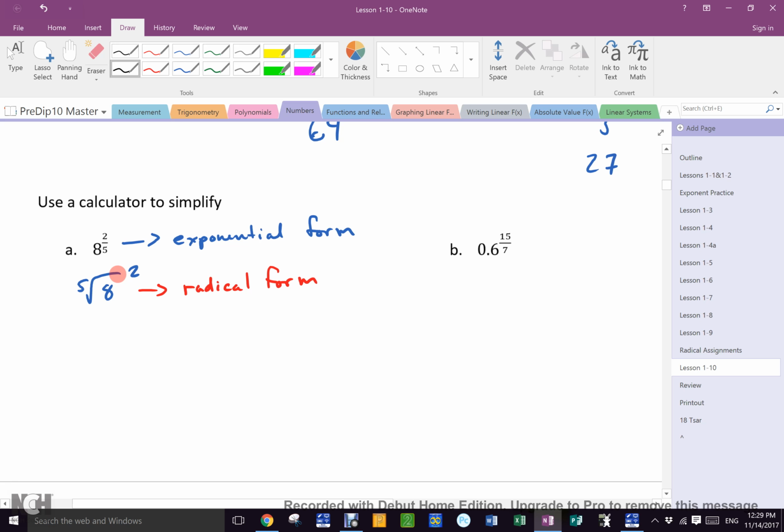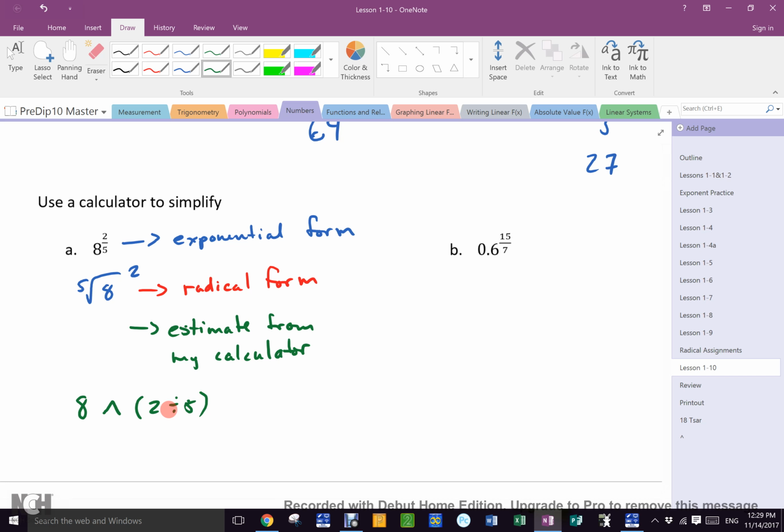So the best I can do is get an estimate from my calculator. And how will I punch that into my calculator? The same way we already have. 8 exponent bracket 2 divided by 5. Unless you're really good at making decimals and you know that that's 0.4. Then you could punch in 0.4. You don't need to do 2 divided by 5.